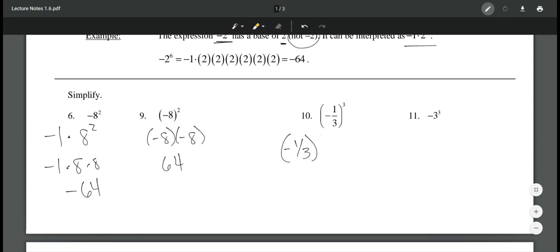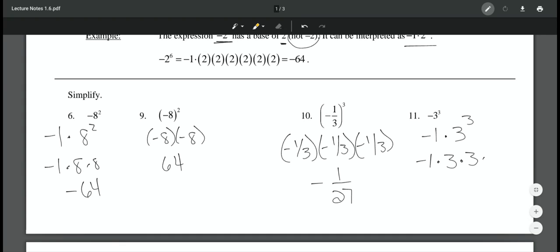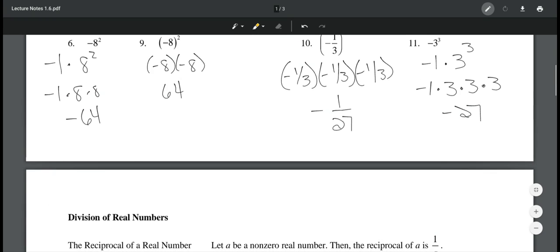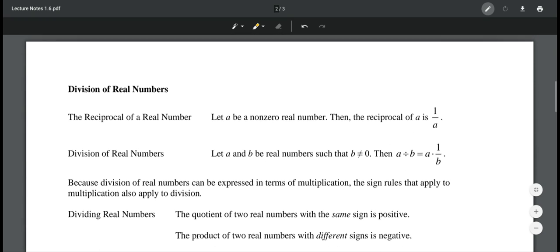So -1/3 times -1/3 times -1/3 would be -1/27. Now, in the last example, number 11, we are going to take -1 and multiply that by 3 to the 3rd power. Since we do not have any grouping symbols, you cannot put that -1 with that exponent. So that would be -1 times 3 times 3 times 3, which is -27. So be very, very careful with when you have groups and when you do not.